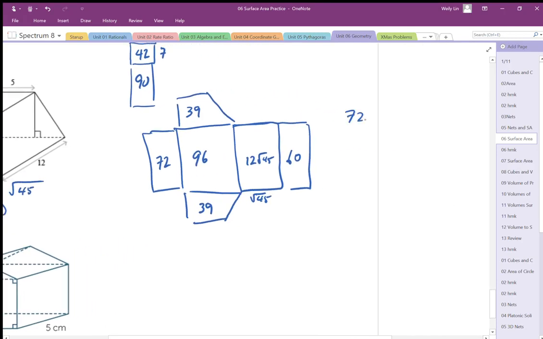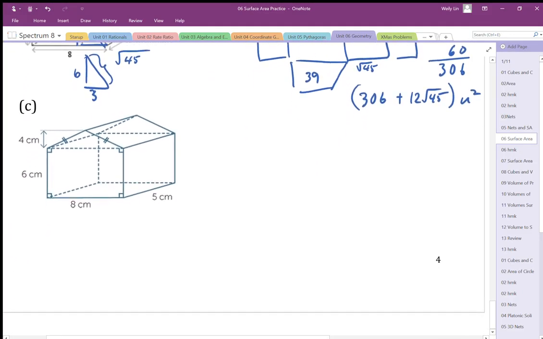72, 39, 39, 96, and 60. And this adds up to... So I get 9, 12, 15, 24, 30. So I'm getting 306. Okay, so that's going to be 306 plus 12 root 45 units squared. Okay, and if you want to work out the decimal value, you can just type that into your calculator.